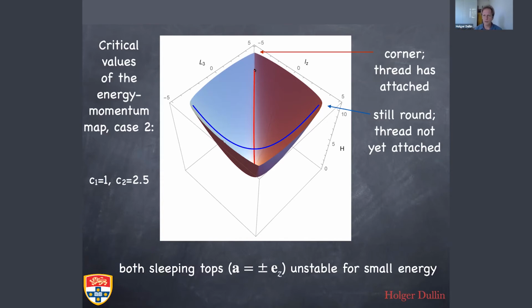When you're beyond the value where it attaches, the surface has a corner, while if you're below, it's a smooth surface. The same is true for the blue line, but here we cut it off, so the attachment point is outside the picture.